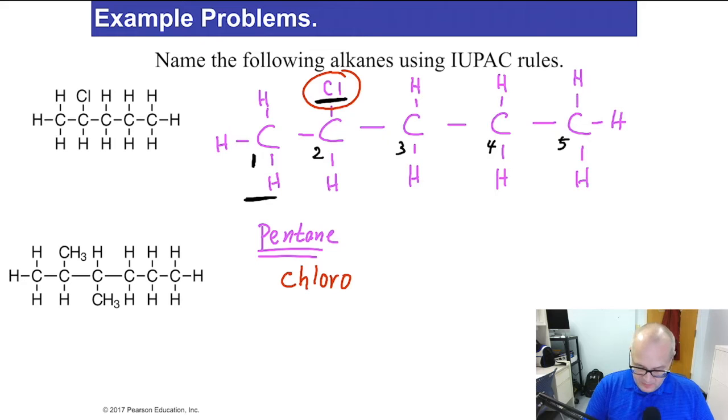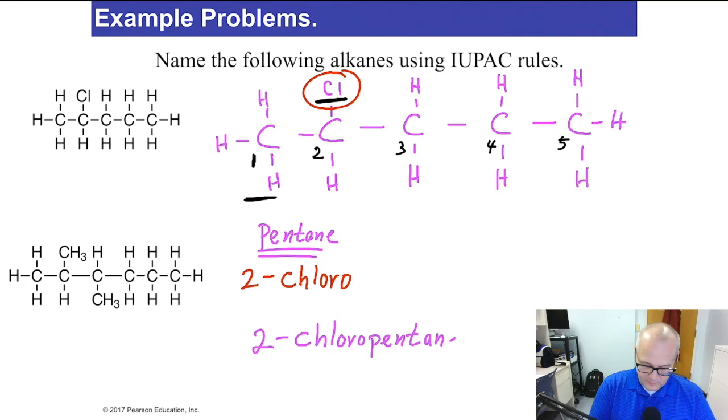Now, let me write that down. This will be 2-chloro. What this is saying is that on carbon 2, there is a chloro or a chlorine atom bonded there. That's what it means. Let's put it all together. 2-chloropentane. Notice there's no space here. It's all one word, no space.